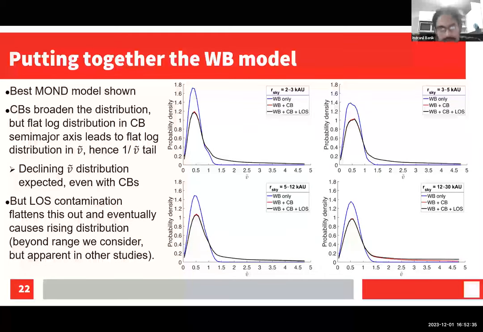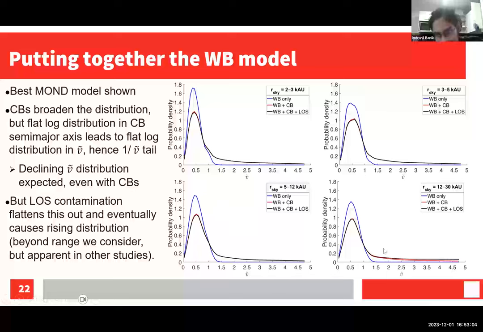So what we've got then is the model. Finally, we're in a position to build up the model. The blue curve shows the wide binaries only, and the red curve shows what happens if you add closed binaries. The black curve shows the effect of adding line of sight contamination. The model shown here is the best fitting MOND model. The line of sight contamination fraction is not very high and it doesn't affect things that much. It has a little bit of an effect here.